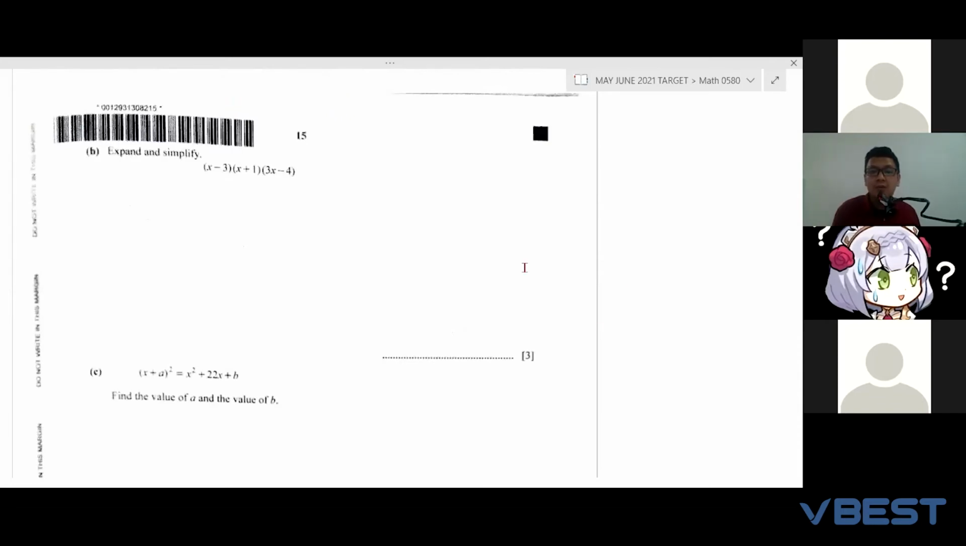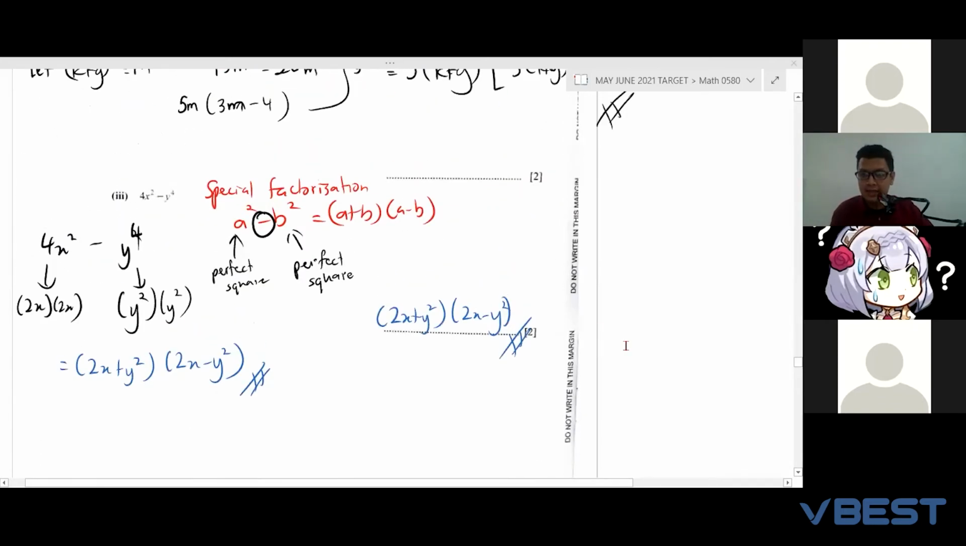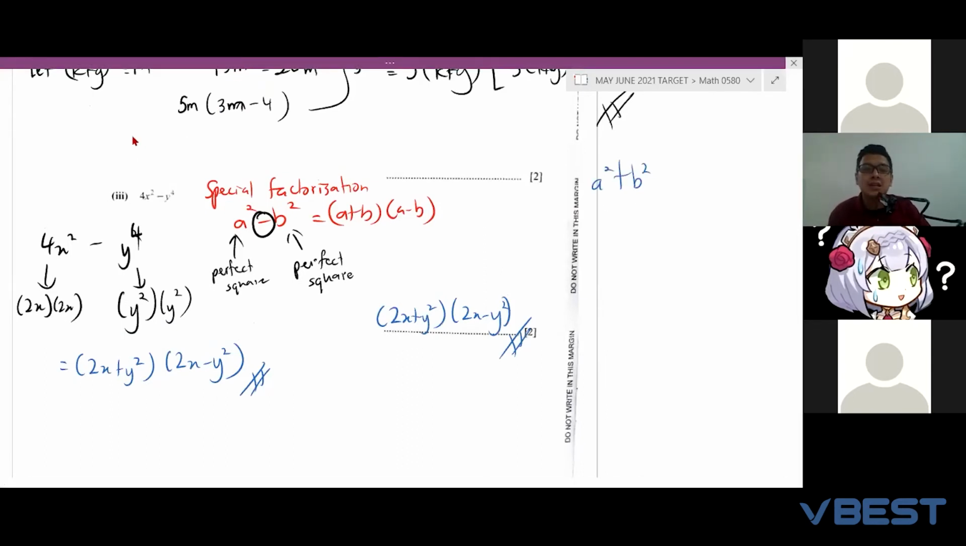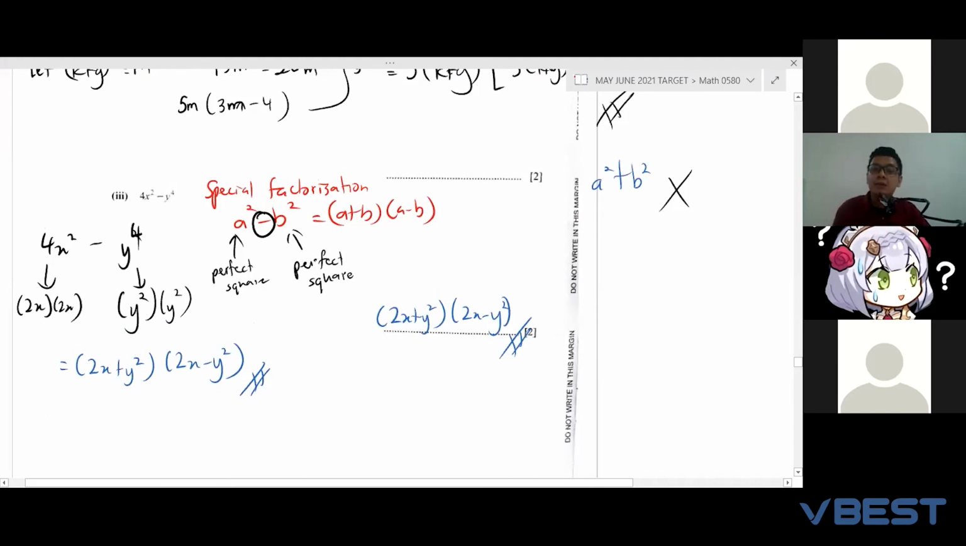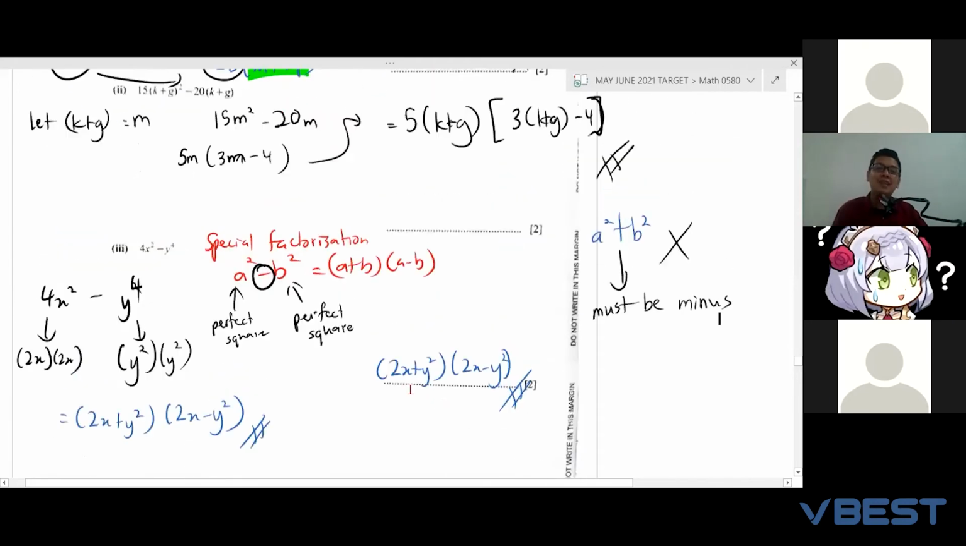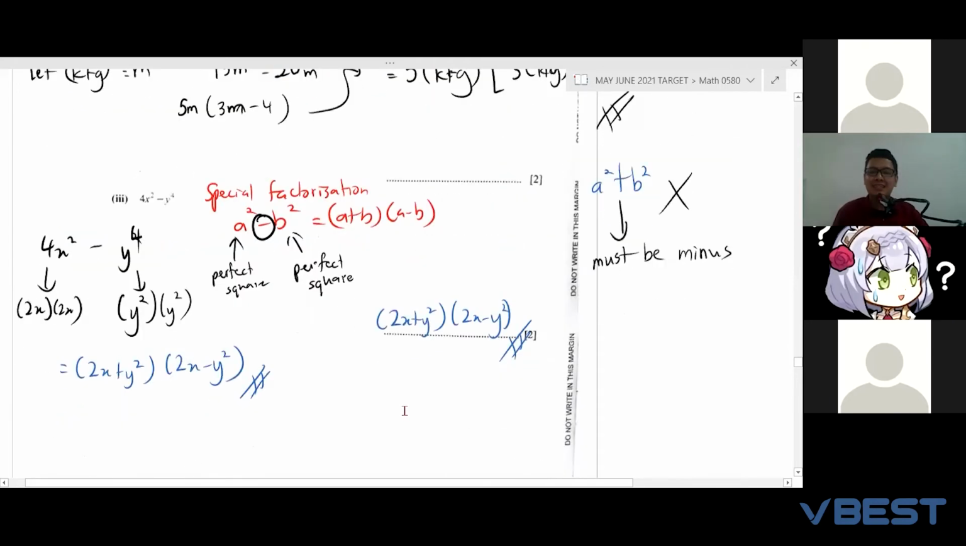What is a squared plus b squared? I think Ellis is asking me here, what if you see a squared plus b squared? This is not a special factorization. Remember, special factorization must have these three rules: a must be a perfect square, b must be a perfect square, and in the middle must be minus. If it's not minus, it's not a special factorization. Or in Malay, it's pemfaktoran khas.